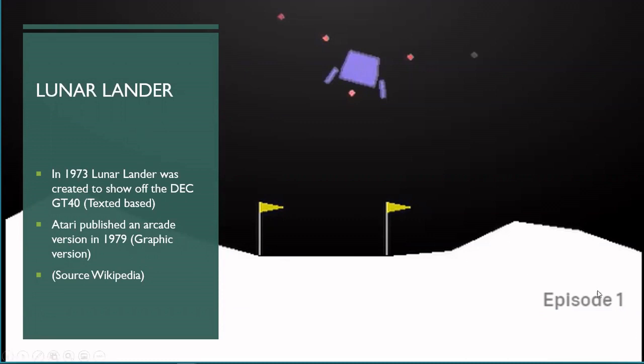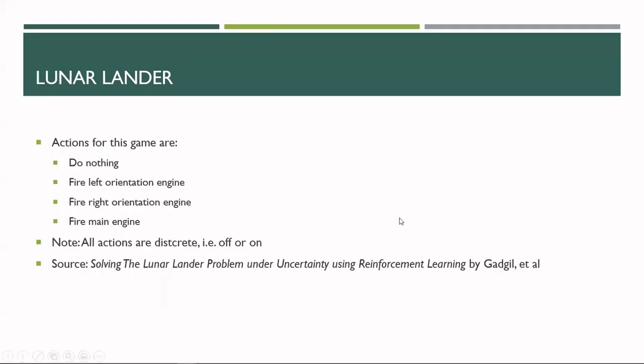So now let's talk about Lunar Lander. It was a famous game built for the DEC back in 1973, and then Atari published it in 1979. And you had this little lander, and you tried to fire rockets. You could fire the booster, or you could fire the left and right rotation, and you would try to orient yourself and get between these two flags there. Okay. So this is another one of the games that's in OpenAI Gym. So I wanted to try this one.